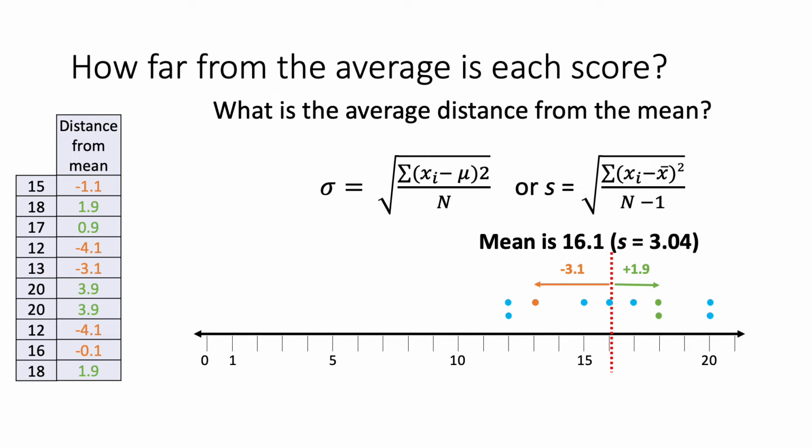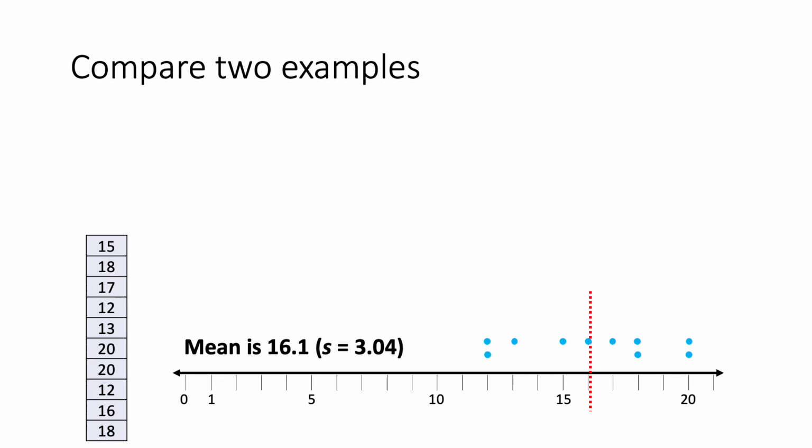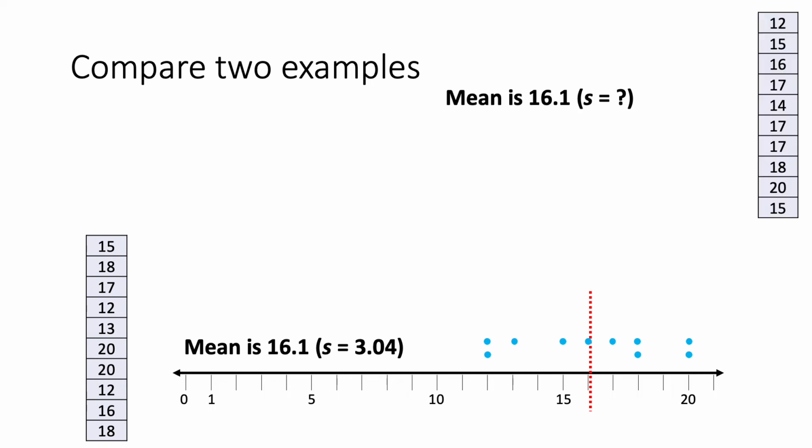Standard deviation is meaningless without the average. And the average is meaningless without the standard deviation. They always go together. So let's compare one. So this is the one we've been working with, where the mean is 16.1 and the standard deviation is 3.04.